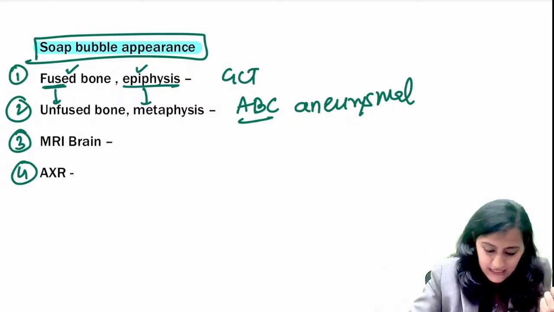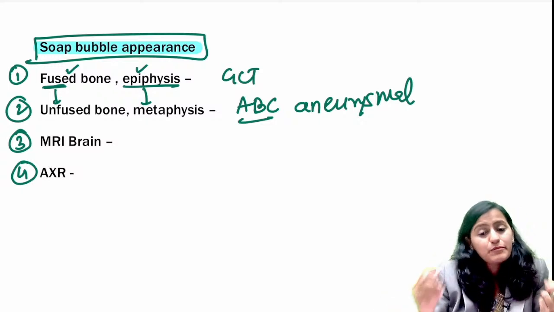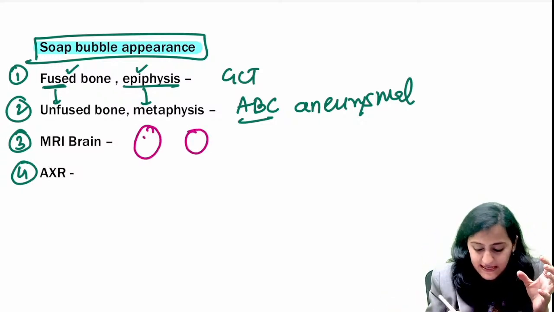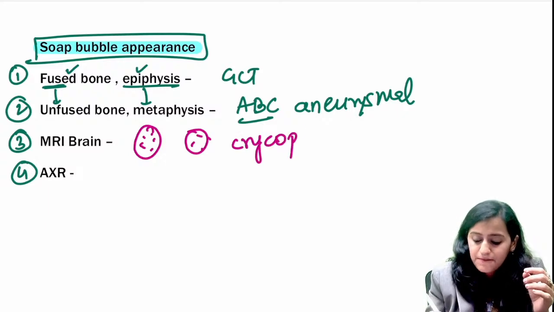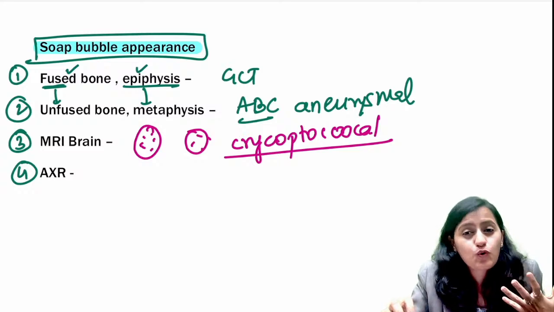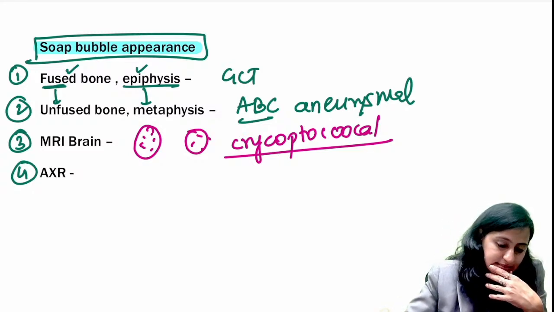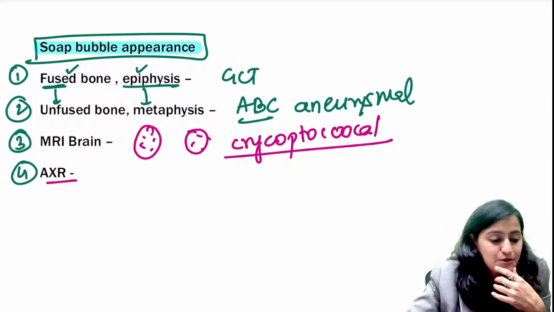Very good, Sanjeevni. In the MRI brain, where do you have soap bubble appearance? In the basal ganglia region you will see soap bubbles. It is cryptococcomas. So cryptococcal infection in the brain gives the soap bubble appearance. And in abdominal X-ray, where do you see the soap bubble?